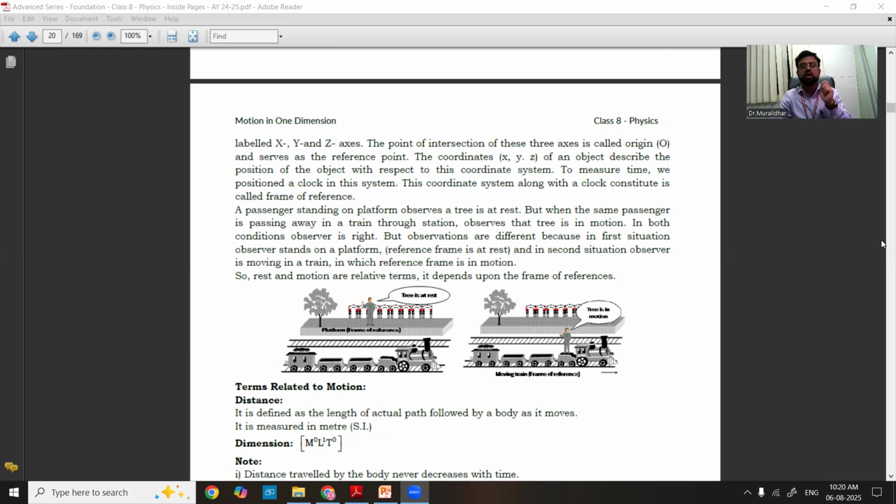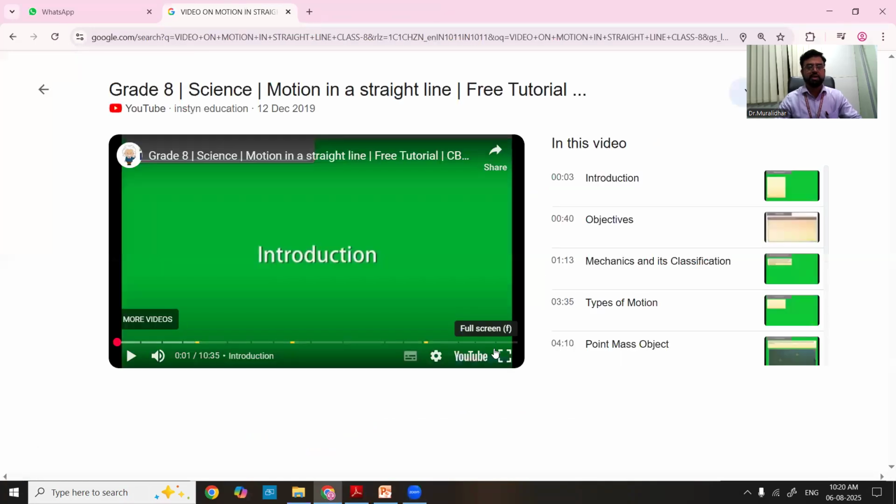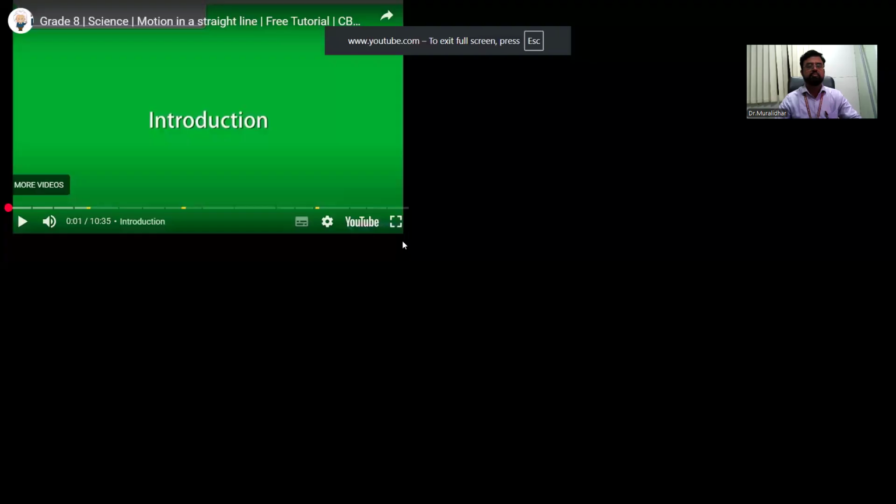That is called the frame of reference, with respect to which you are defining. Right? So we know what is kinematics. We learned what is motion, what is rest, what is the frame of reference. Before going to some more terminology, let us see one video on motion. Then we move to the chapter again. Right? Just see one.